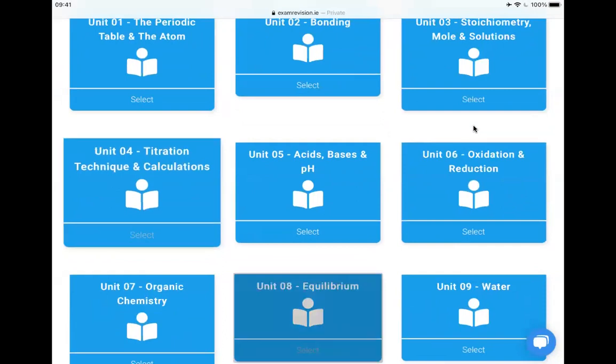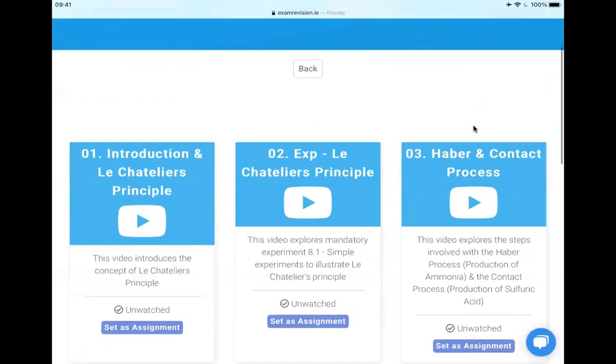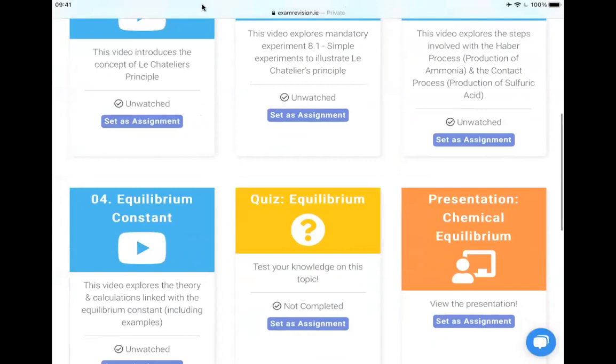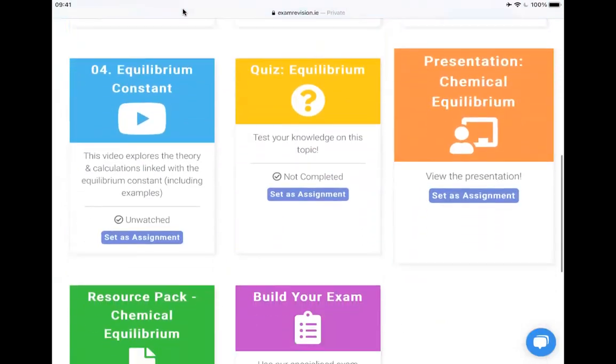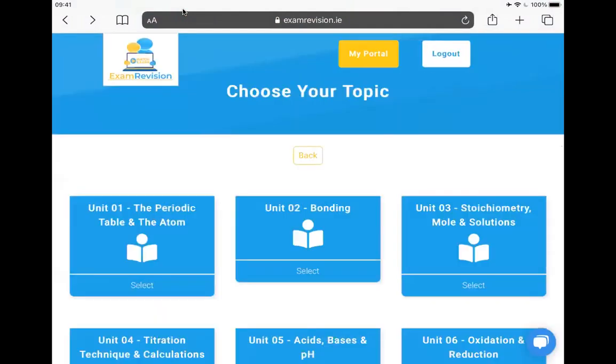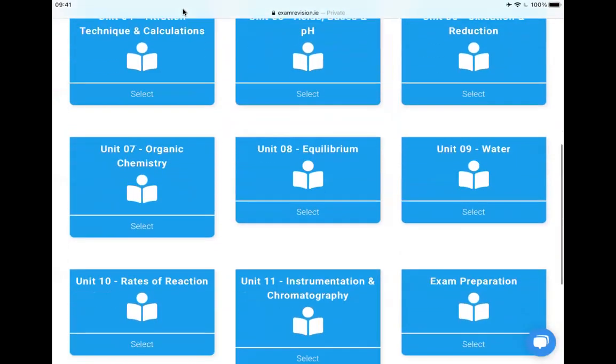If we go into equilibrium, in here you'll see there's an introduction to Le Chatelier's Principle. There is an experiment on Le Chatelier's Principle. The Haber process is covered, and then there's also some material on the equilibrium constants that we would have looked at today. Again, quizzes, presentations, and your resource pack with your H1 standard notes. And that is done for all chapters on the course.